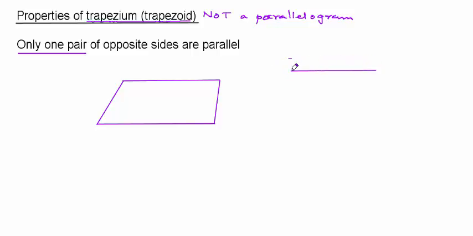A trapezium is not a parallelogram because only one pair of opposite sides are parallel, which means I have this side, I have this side. They can be parallel, but the other sides, the two other sides, this one and this one, they are not parallel. Therefore, this is not a parallelogram.